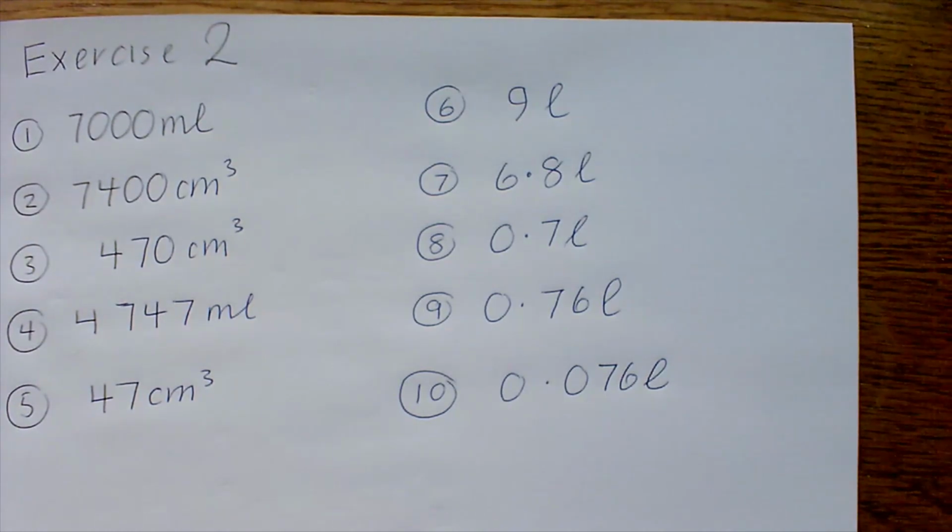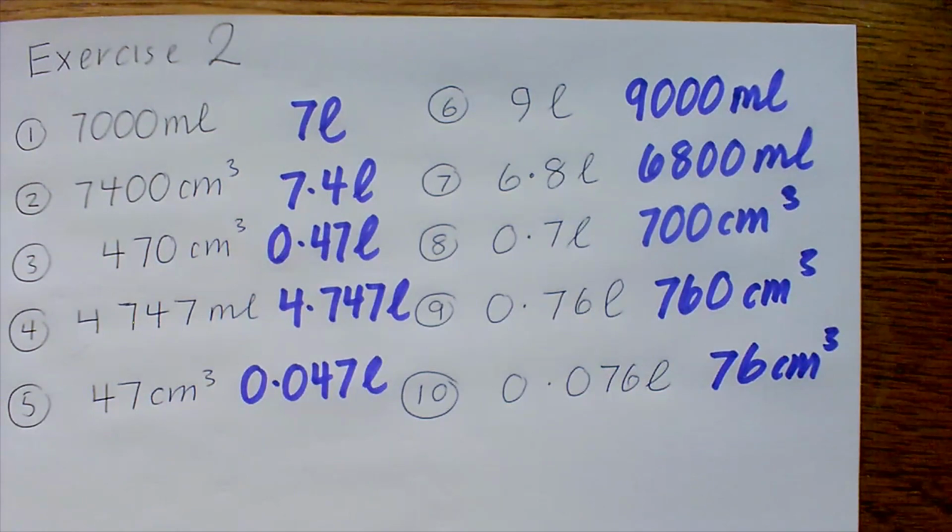Okay, here we are, exercise 2. Obviously in the first 5 I'm expecting you to write down what that volume would be in litres, and notice I'm switching between litres and millilitres and cubic centimetres. And questions 6 to 10, we'll write that down in cubic centimetres or millilitres. The answer will be the same in both. Okay, so if you pause here and get that done, and then in a minute I'll put the answers up for you.